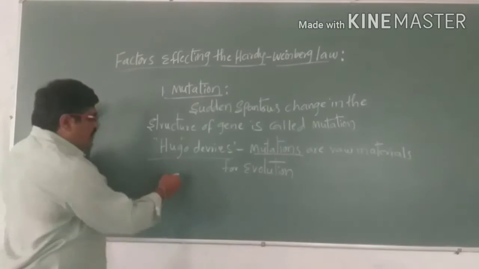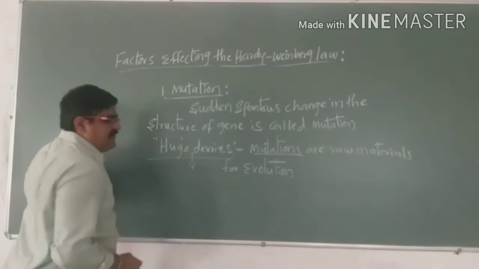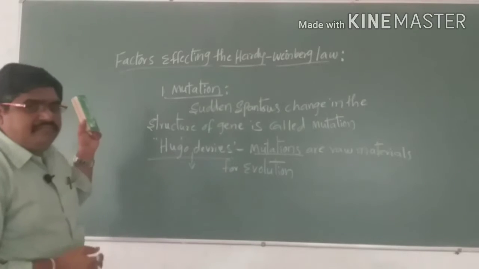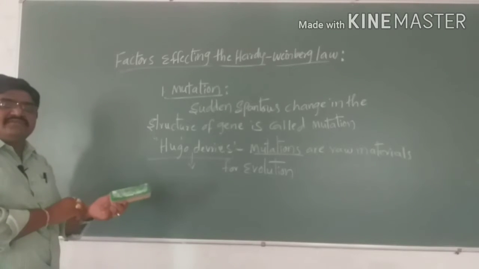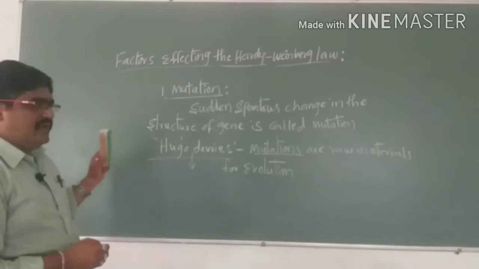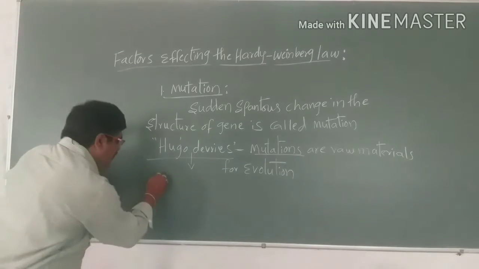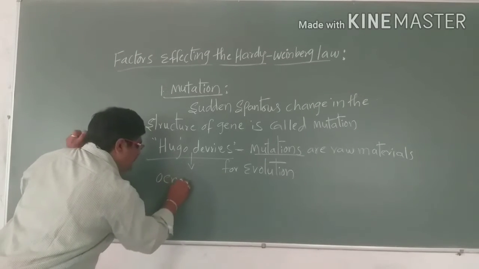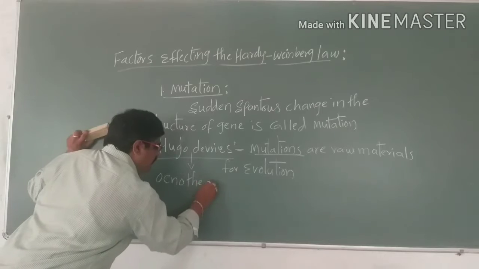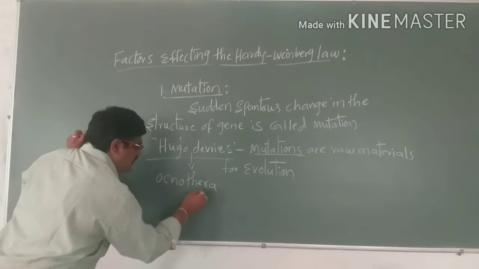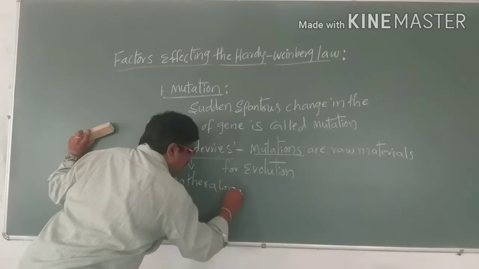But here Hugo de Vries explains mutation in an organism called Oenothera lamarckiana.